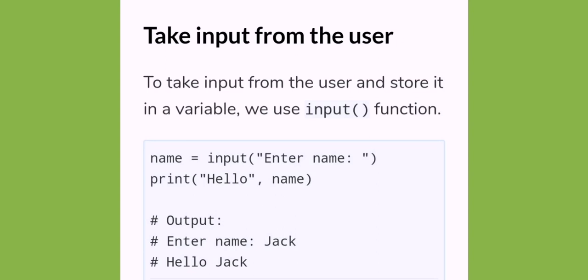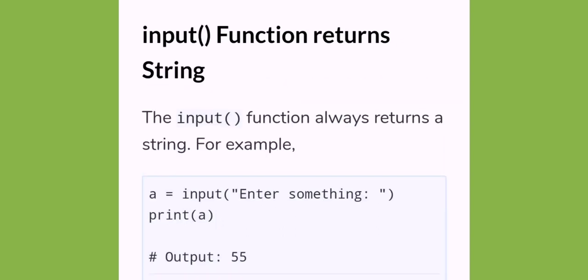The input function returns a string. So be careful: the input function always returns a string. For example, a equal to input, enter something, and when you print a, it will give output 55. How? Here the variable a contains the string 55.